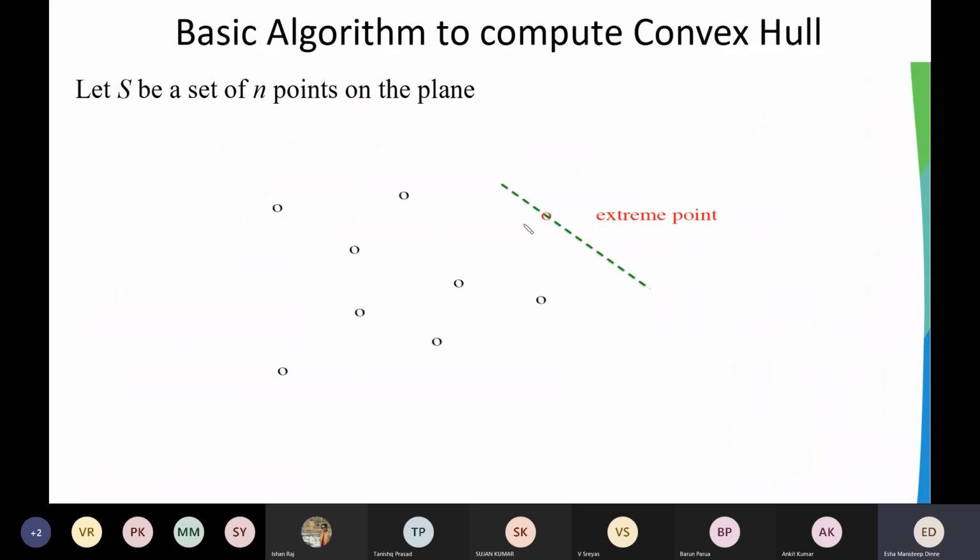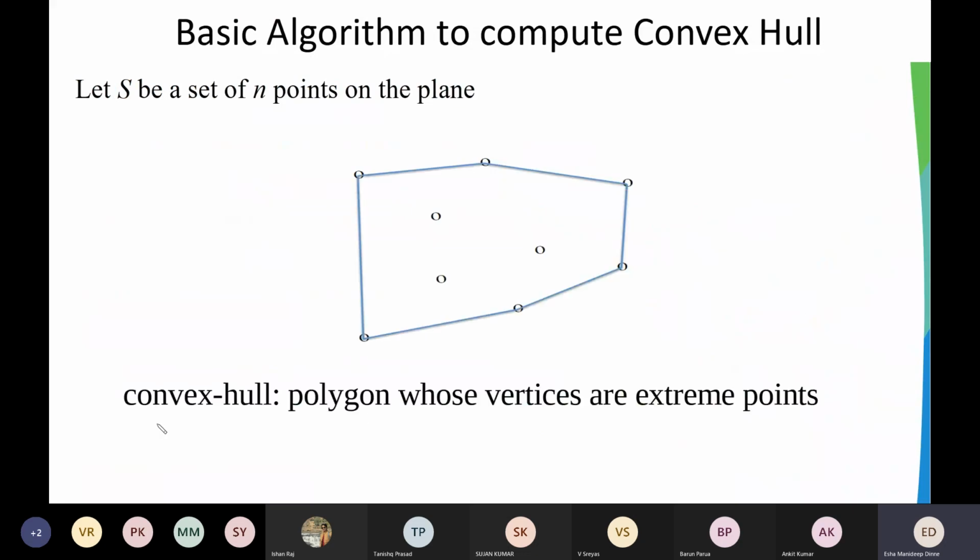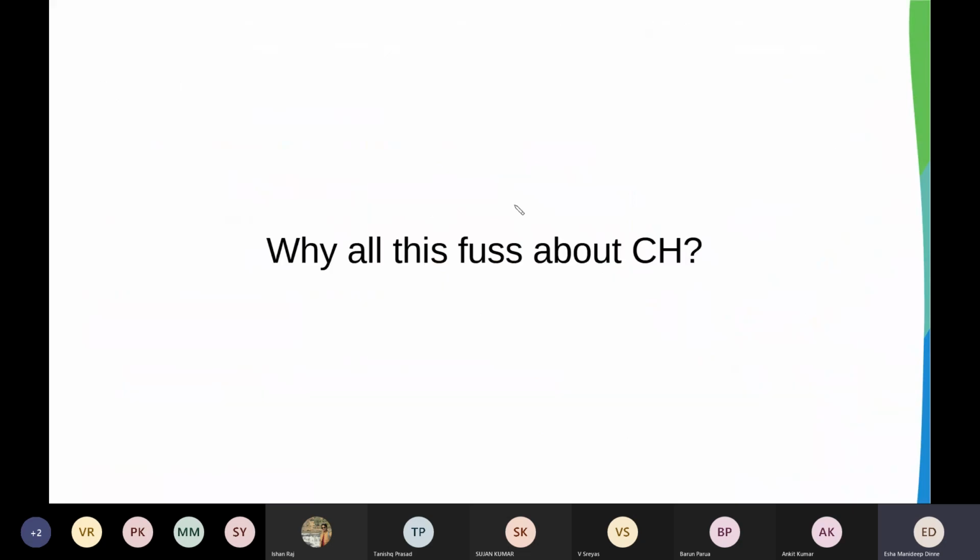So the algorithm I said just computes the extreme lines and then creates a convex hull, a polygon whose vertices are extreme points. Okay, so why are we talking about convex hull? What's so special about it? It's just a set that contains all the points and it is the smallest such set. So what's the big deal?